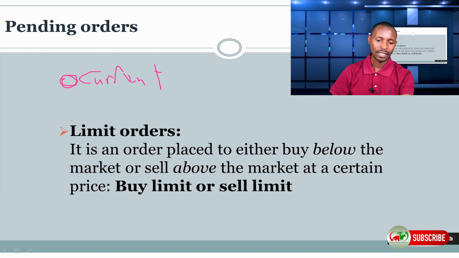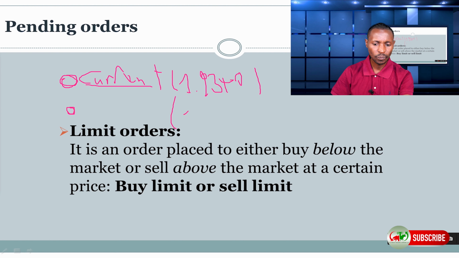And you do not want to buy at this current price, and you see that maybe it will be better to buy at this price. Let's say this price is 1.2340, and you want to buy from 1.2330. You see there is a difference of 10 pips from here. So you can wait for the price to come back down, and then buy from here.